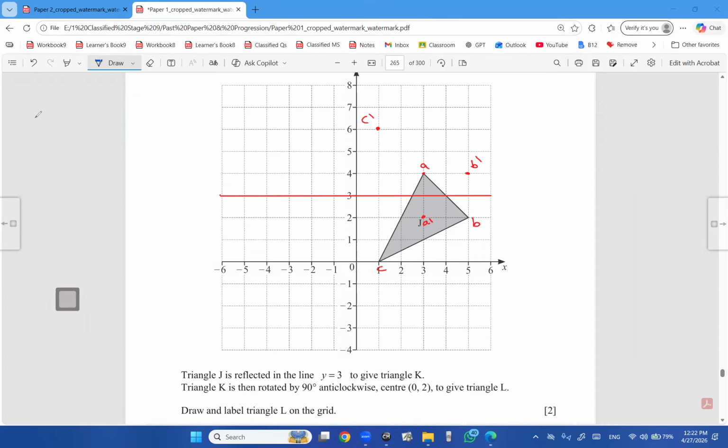So connect the three images with each other. Connecting the three images, it's going to look this way. Here you go. This is the image. All right. So this gives you triangle what? They told you this is triangle K. Triangle J is reflected in the line y equals 3 to give triangle K. So what we found right now is triangle K. I can erase the labeling right now. This is triangle K.